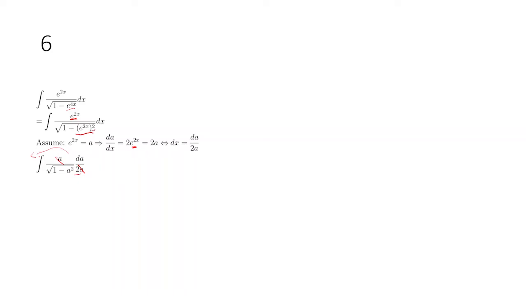So in the end, we will get that we're looking for 1/2 of the integral of 1 over the square root of 1 minus a squared dA. This is a rather special function, as you have seen earlier in the video. Now, what is this special function? It's just the derivative of the arcsine of a with respect to a.